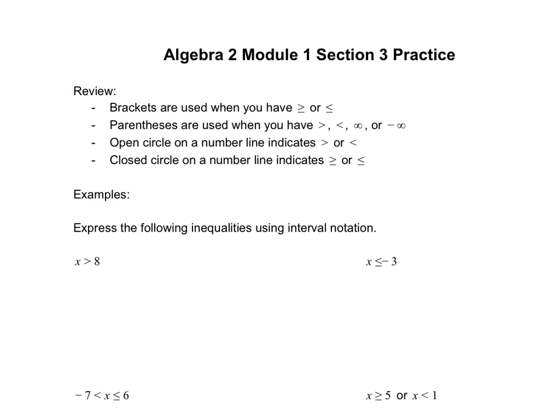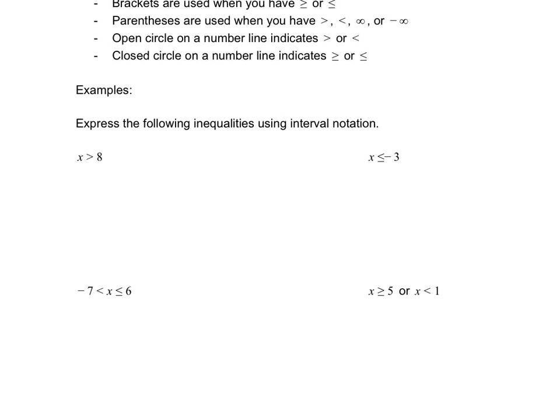When we're looking at number lines, if you have an open circle at that value on a number line, that means you have a greater than or less than inequality, which would mean parentheses. And if you have a closed circle on that value on a number line, that indicates greater than or equal to or less than or equal to, which would mean a bracket used for that number. So the first set of examples we're going to look at is writing the interval notation from an inequality.